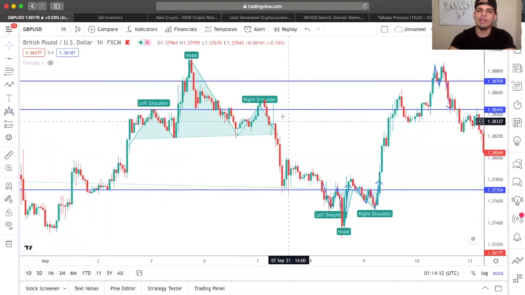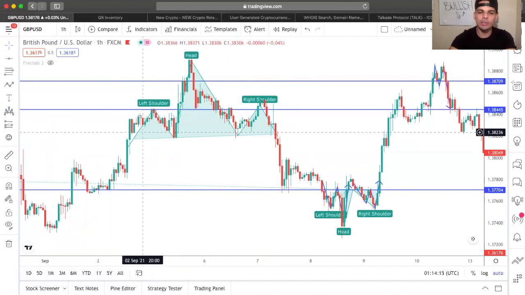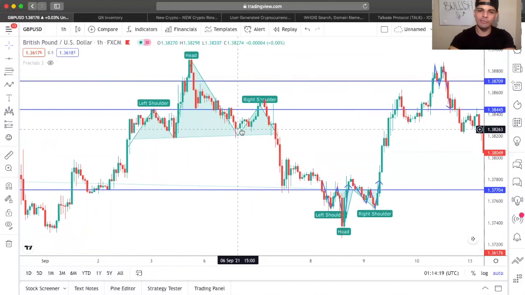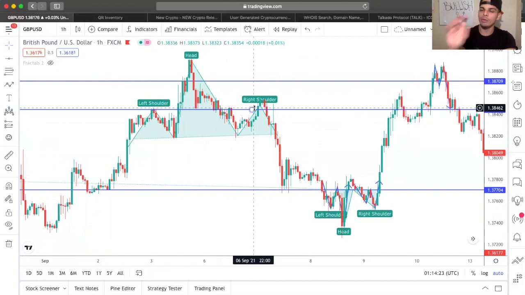Okay, now look at this. So when you see the left shoulder form and then you see the head form, what you're waiting for is for price to come up and form the right shoulder when you are utilizing head and shoulders patterns. You're waiting for it to create the right shoulder. So you would wait for it to come and form the right shoulder.